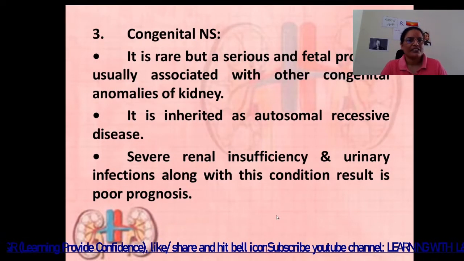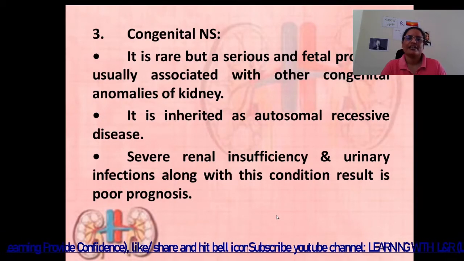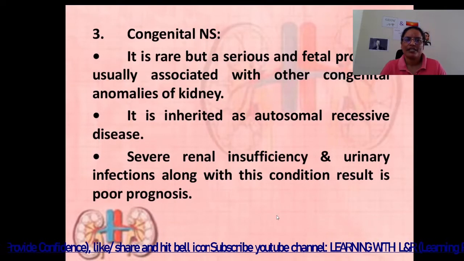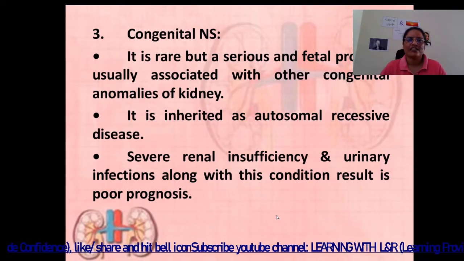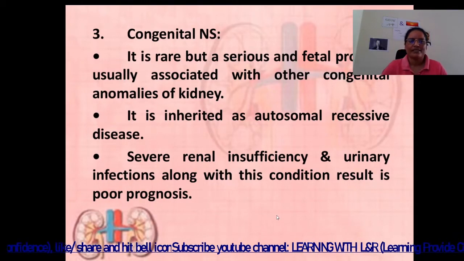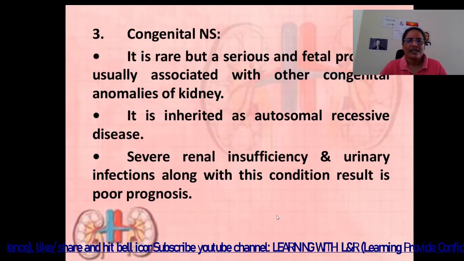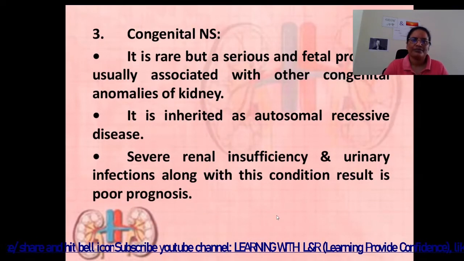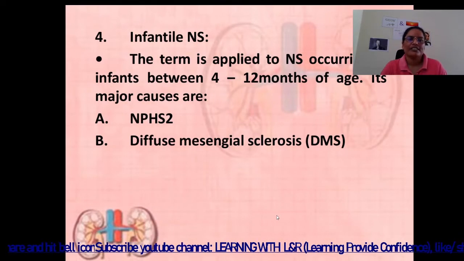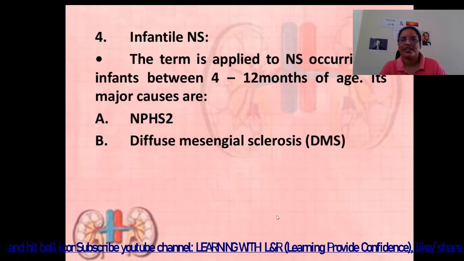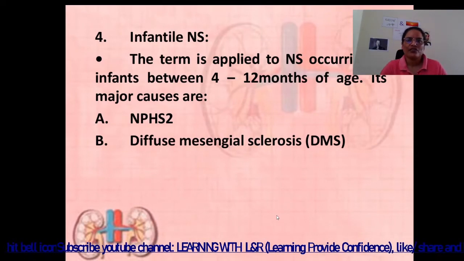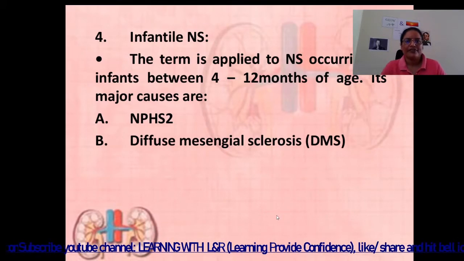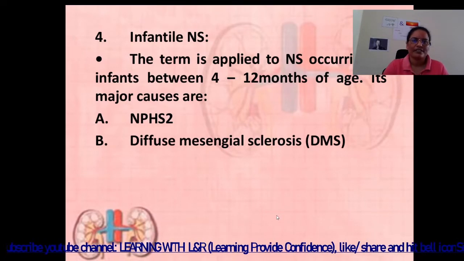And congenital nephrotic syndrome, it is rare but a serious and fatal problem, usually associated with other congenital anomalies of the kidney. It is inherited as an autosomal recessive disease. Severe renal insufficiency and urinary infections along with this condition result in poor prognosis. Infantile nephrotic syndrome, the term is applied to nephrotic syndrome occurring in infants between 4 to 12 months of age. Its major causes are NPHS2 and diffuse mesangial sclerosis.